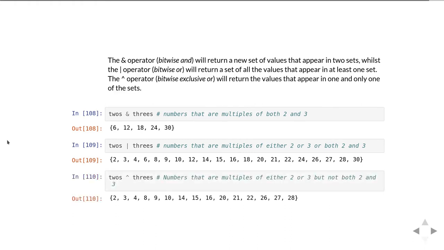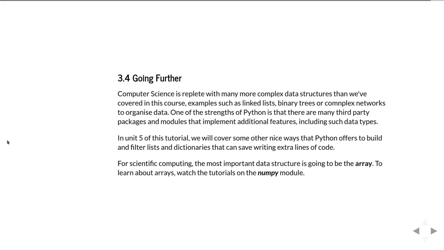And then twos exclusive OR threes is the numbers that are in twos but not in threes, or in threes but not in twos. And so that should be the difference between the twos OR threes and the twos AND threes. And you'll see that's what we get.